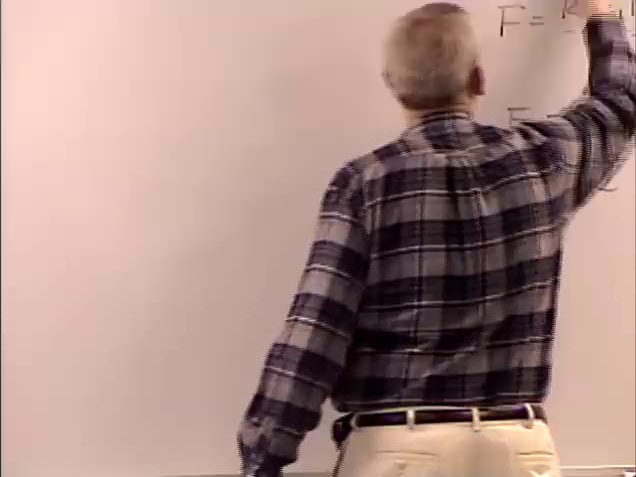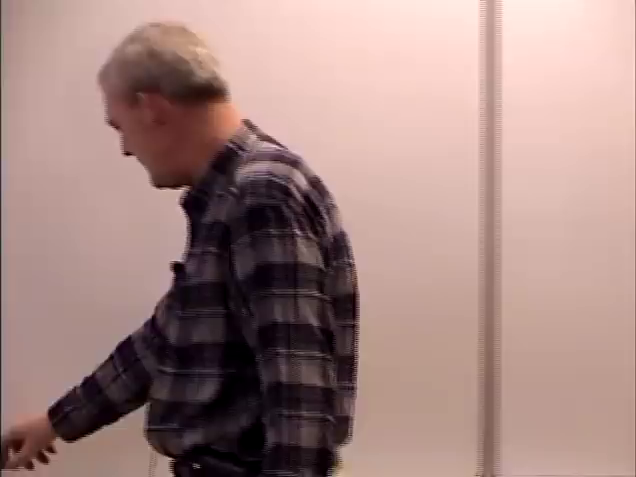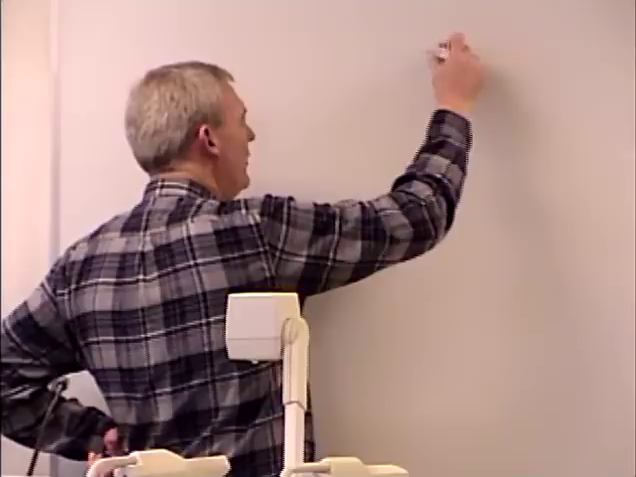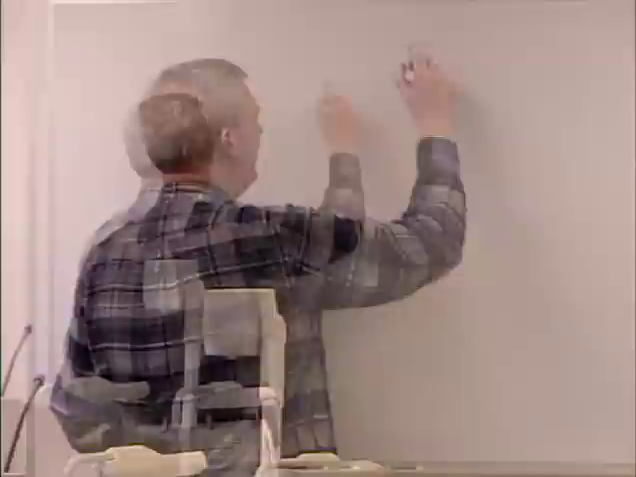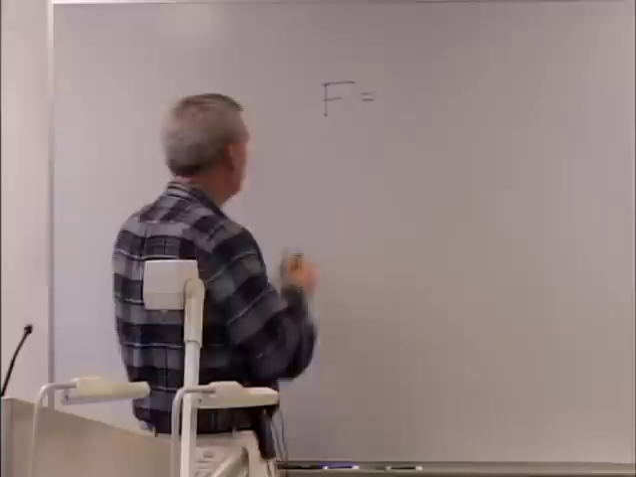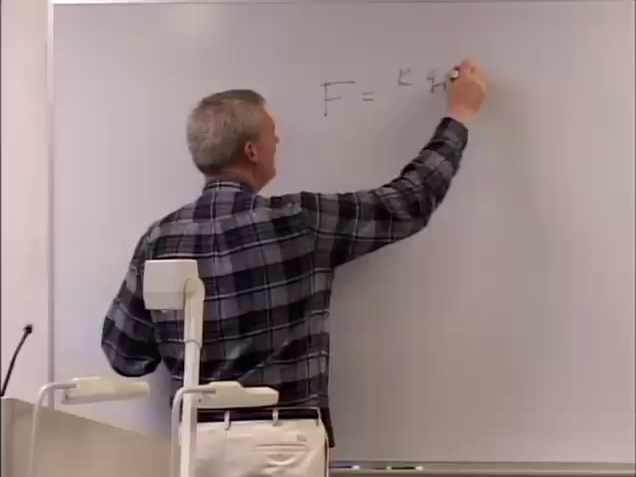Let's do two examples. First of all, let's write up some of the equations that we know so far. The first equation we learned in this class was force equals K times Q1 times Q2 over the R squared difference between the two.